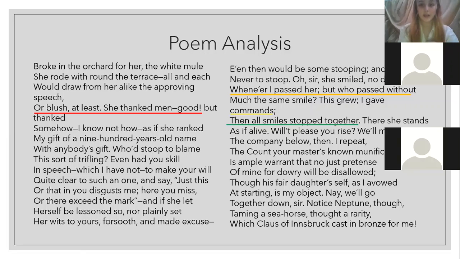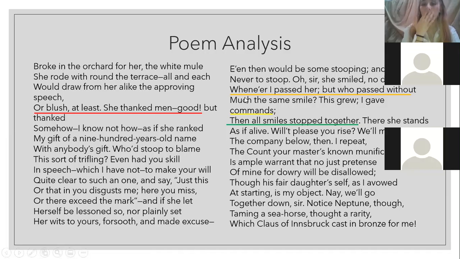I definitely interpret that as he gave a command to maybe have her killed, and then she couldn't smile at anyone. What do you mean? As in, like I said up here, "so she smiled no doubt whenever I passed her, but who passed without much the same smile?" As in, he was saying, even though she smiled at me, she smiled at everyone, and it was making him jealous that he wasn't the only one getting smiled at by her. And he was so fed up with this.